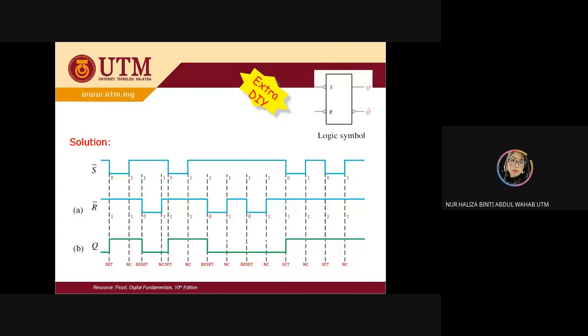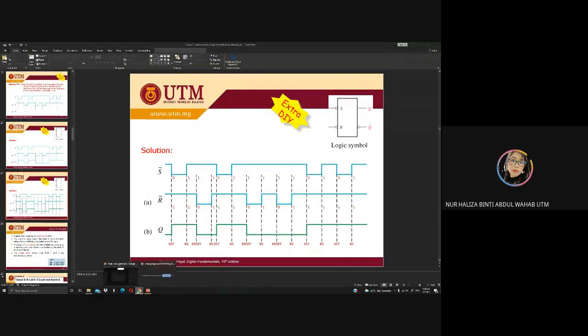Kenapa bila I full screen baru ada nak join? Okay.